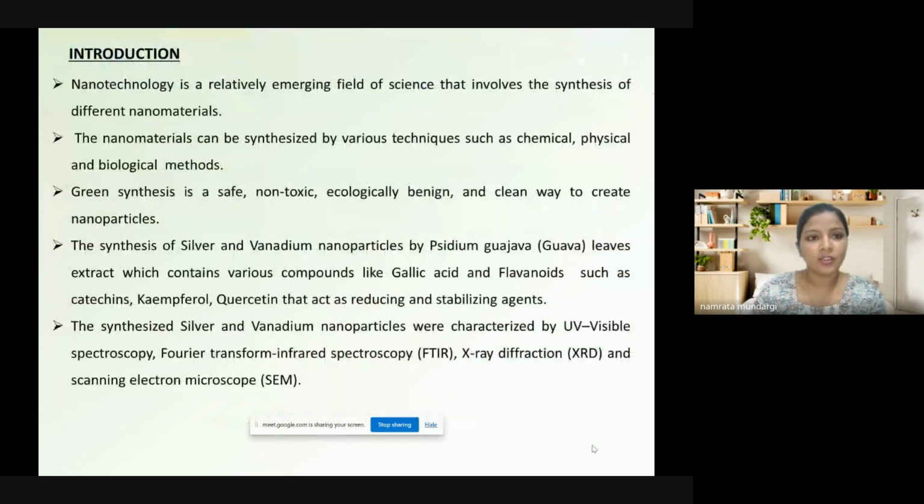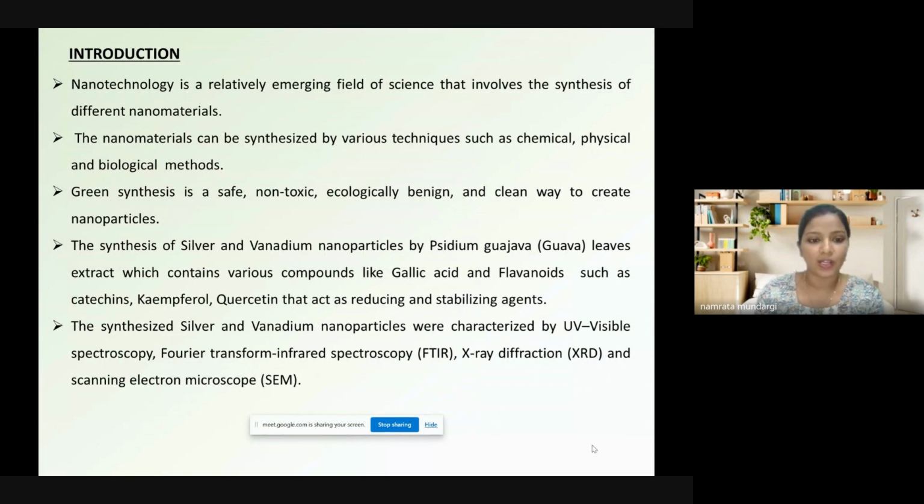An introduction. Nanotechnology is a relatively emerging field of science that involves the synthesis of different nanomaterials. The nanomaterials can be synthesized by various techniques such as chemical, physical, and biological methods. Green synthesis is a safe, non-toxic, ecologically benign, and clean way to create nanoparticles.